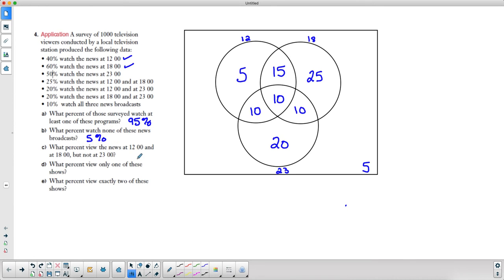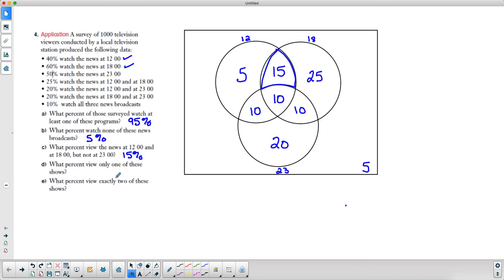What percent view the news at 12 and 18, but not at 2300? Well, here's the overlap between the 12 and the 18. And then we want them to not watch it at 2300, so we can't include that 10 there. So it's just this piece right here that we're interested in, which is 15%.